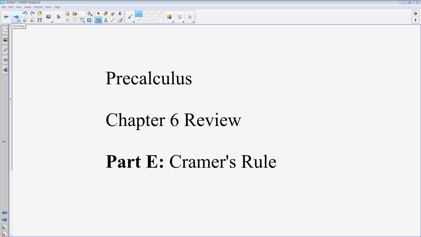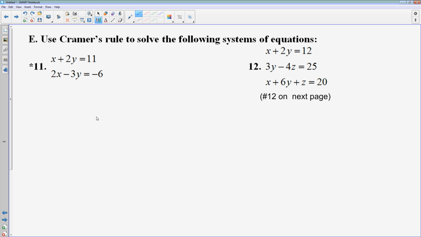Okay, part E of the review is Cramer's rule. Number 11, I will expect you to do this by hand. Again, you can use a calculator to check your answer, but we will do this one by hand. So when you're using Cramer's rule to solve for x, this is when you do determinants of two matrices. The one on bottom is simply the coefficients of your x, y's, and in this case for number 12, z's.